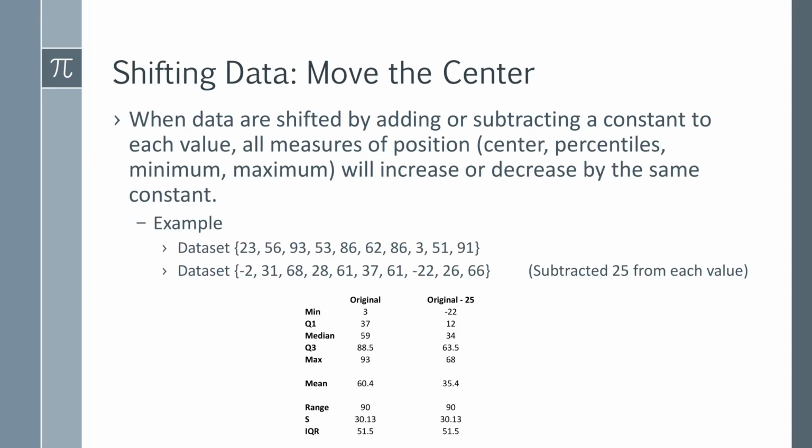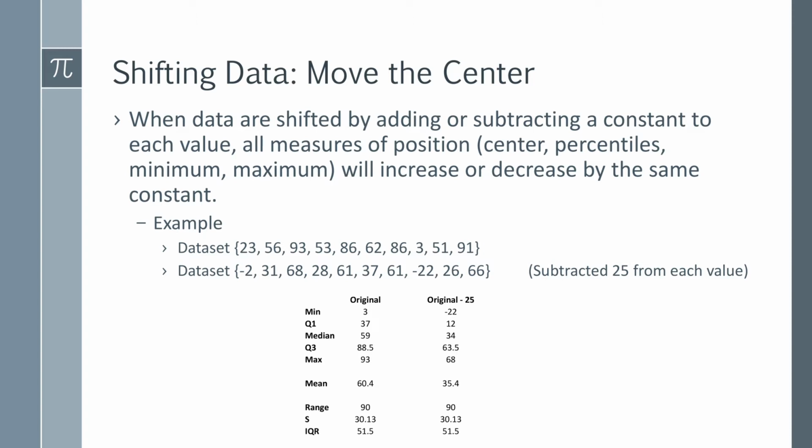So here's an example of what happens when we shift the data. When we add or subtract a constant to each value, all the measures of position will just increase or decrease by that same constant. If we look at this first data set here, 23, 56, 93, and so forth, all I did is I took every value in that data set and subtracted 25. So that gives me my negative 2, 31, 68, and so forth. It's just all of the values minus 25.